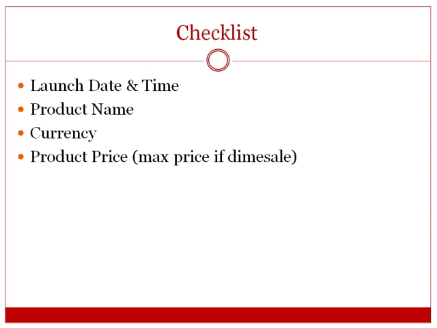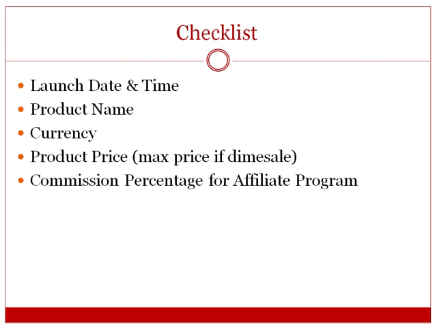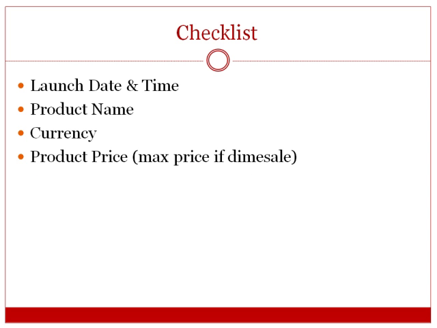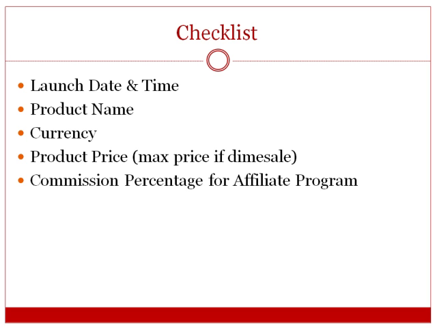If you're going to be using dime sales, then this product price will be the maximum price. So if you're going to do dime sales and the maximum you wanted the product price to be was, let's say, $17, and you start the dime sale at $1, then every time somebody buys, it's going to up itself until it hits $17. So that would be the product price. And this is the same with recurring products, one-time products, and so forth.